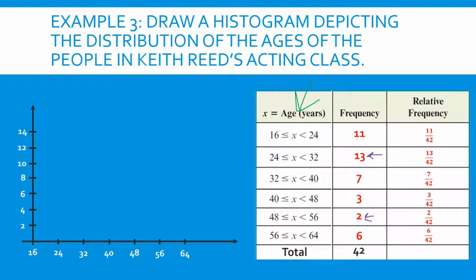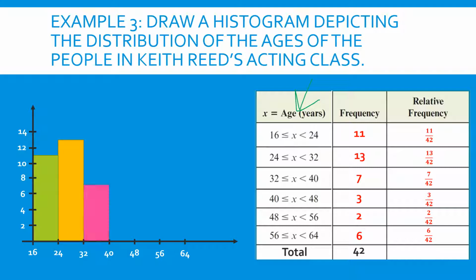Now I'm going to draw the actual bars of my histogram, and the bars are all going to touch each other. That's very important. I'm going to determine the height of each bar by looking at the frequency. We're starting with our 16 to 24 age group, and the frequency is 11. That tells us how tall our bar should be. Notice that I have the height of that bar at 11, halfway between 10 and 12. My next age group, 24 to 32, the frequency is 13. So that's how high I need to draw my next bar.